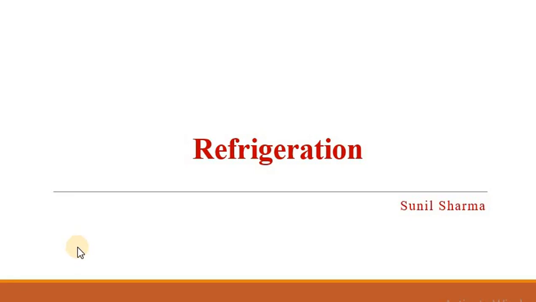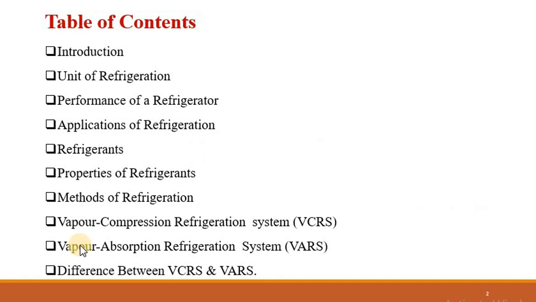The topic of today is refrigeration. The table of contents for today's topic is Introduction, Unit of Refrigeration, Performance of a Refrigerator, Applications of Refrigeration, Refrigerants, Properties of Refrigerants, Methods of Refrigeration, where we will discuss two methods: vapor compression refrigeration system and vapor absorption refrigeration system, and the difference between these two.